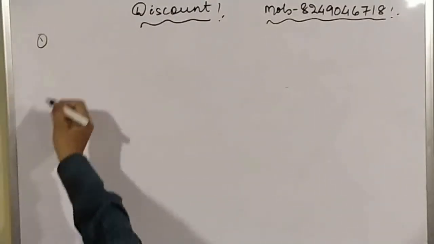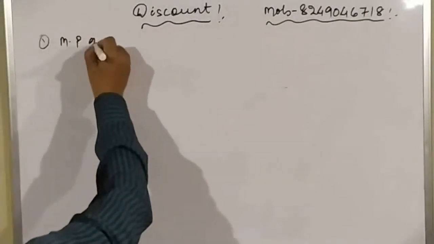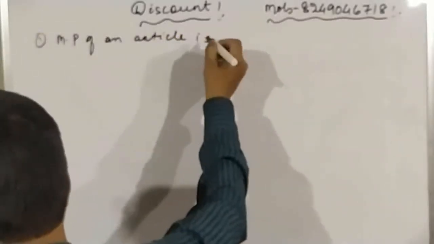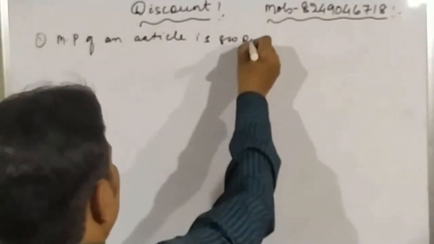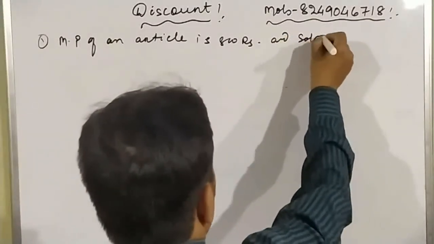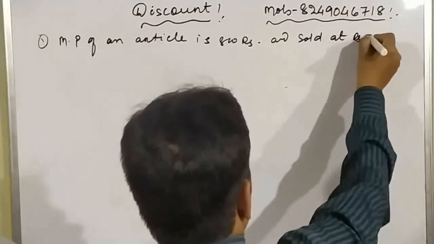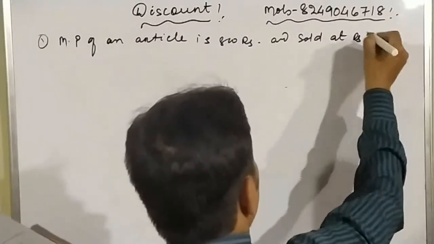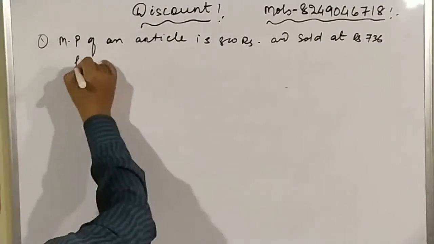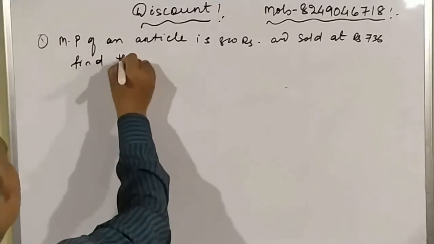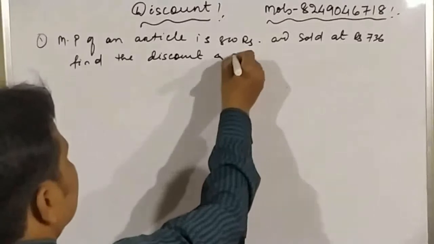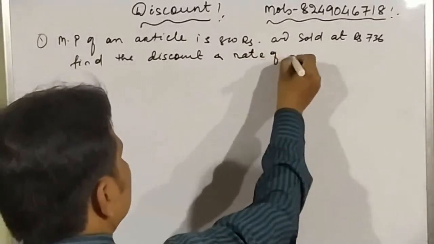the mark price of an article is 800 rupees, and it is sold at rupees 736. Then find the discount and rate of discount.